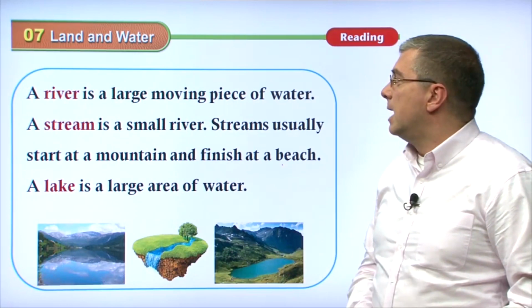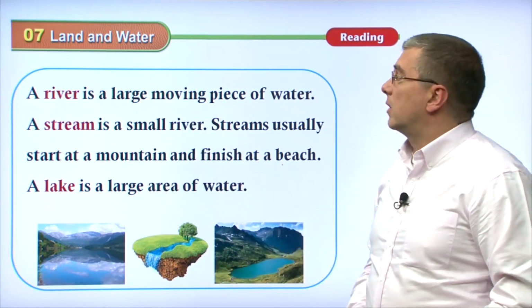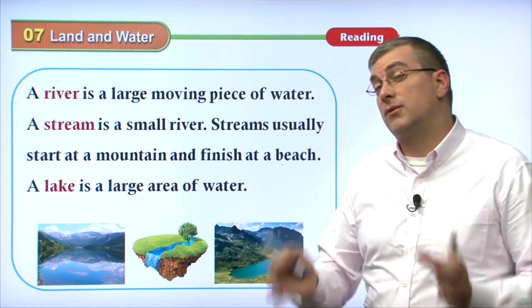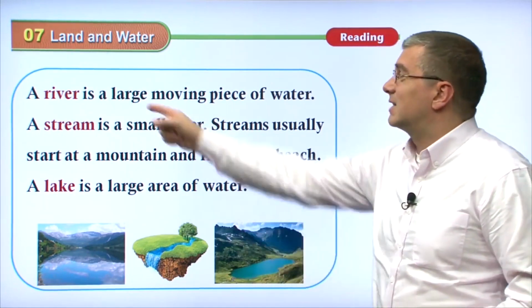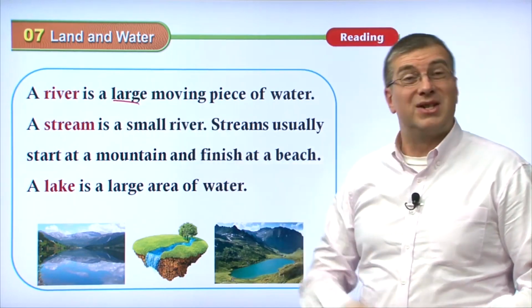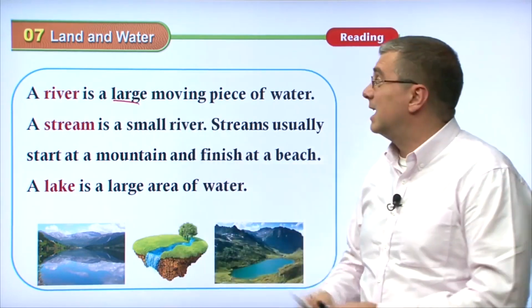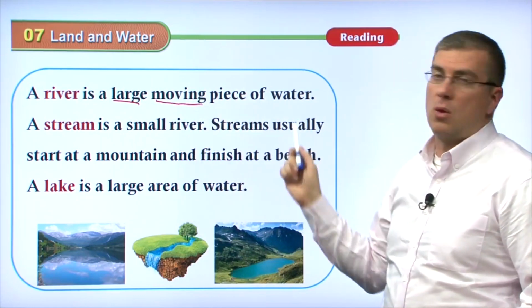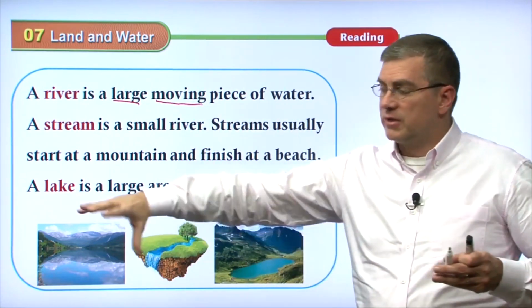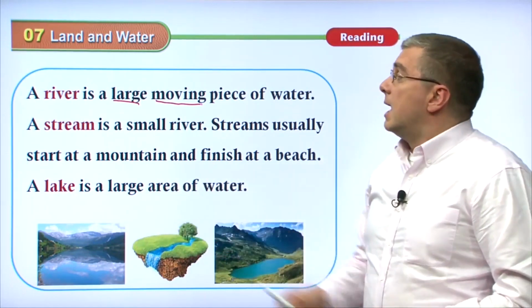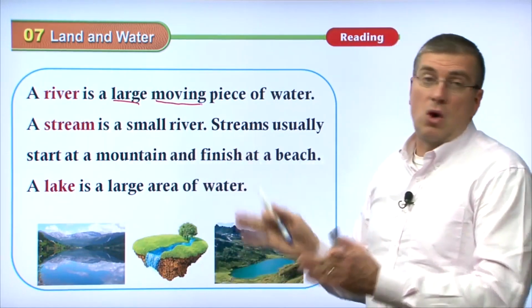Okay, let's move on. Another feature of the land is a river. Now remember what we talked about: what makes a river unique, different from, for example, a stream? It's large. What makes a river different or unique from a lake? It's moving. So a river is a large piece of water that is moving. Of course, a stream is a small river.